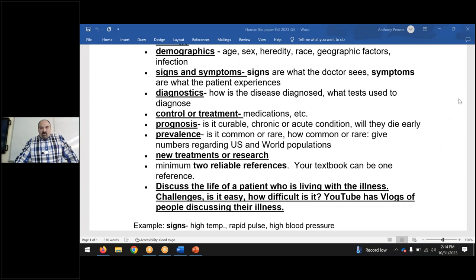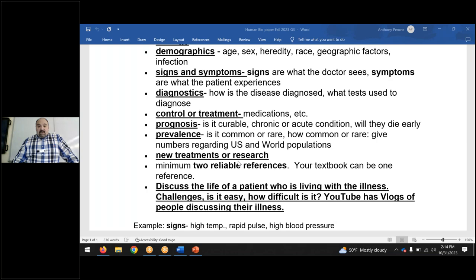So you'll see also where it says discuss. I not only want you to be able to write about a disease, but I also want you to tell me a little bit about an experience from someone you know who is dealing with this illness. Discuss the life of a patient who is living with the illness: the challenges, is it easy, how difficult is it? YouTube has vlogs, video blogs that you can watch, where people discuss it, if you don't know anybody offhand. And if you're the person who's suffering with the illness, you can talk about what it's like to experience it. That's fine also. So any questions, please let me know.